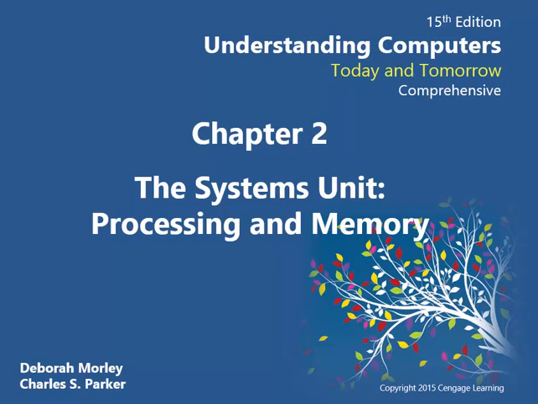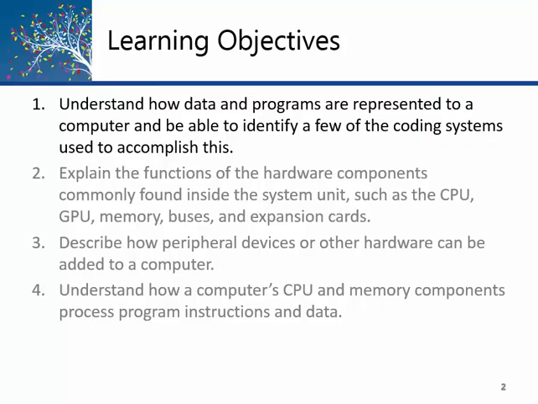We are covering Chapter 2, the System Unit, Processing and Memory. There are 6 learning objectives associated with this chapter. You can have your book and follow along as we go through. This lecture is intentionally intended to complement and closely relate to your chapter reading. In class, we will cover material that's not in the book, but this material is a supplement to your book material.